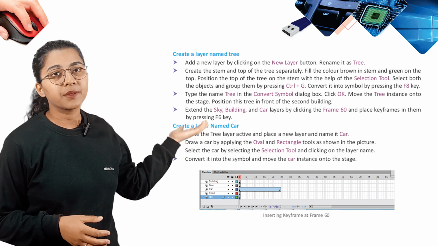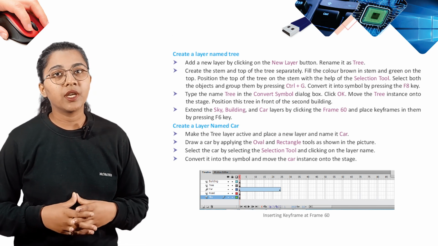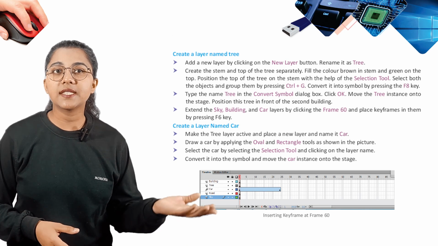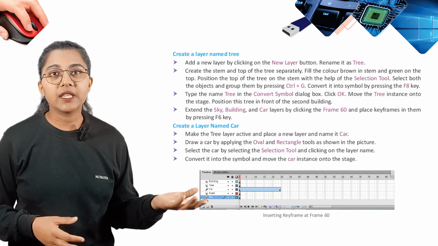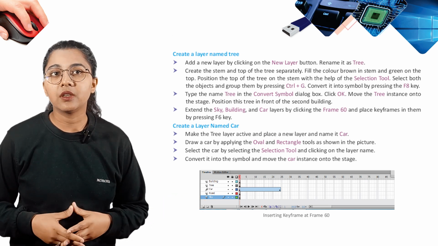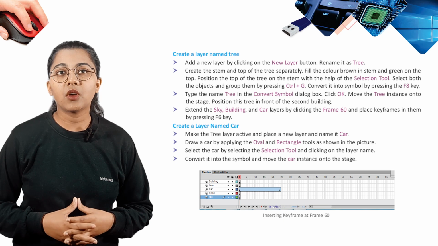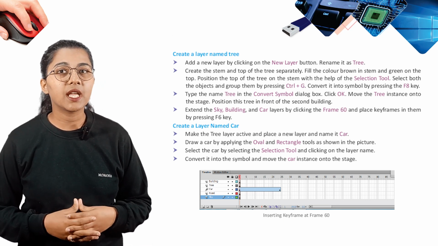So here we have some steps. Let's read. Add a new layer by clicking on the new layer button. Rename it as tree. Then next, create the stem and the top of the tree separately. Fill the color brown in the stem and green on the top. Position the top of the tree on the stem with the help of the selection tool.